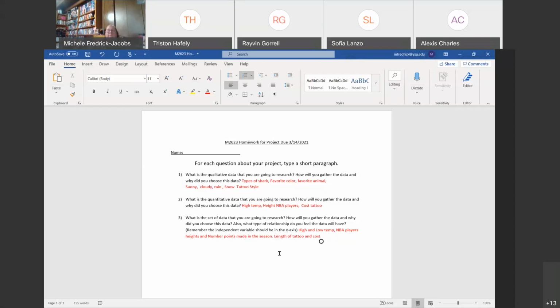Oh darn, I was going to do tattoos, but now everyone has that idea. You could still do it. Make it creative. Do something. I think it's interesting. Maybe instead of length and cost, do something else. Like if there's a different way of measuring, and the cost, or I think you could think of something else.